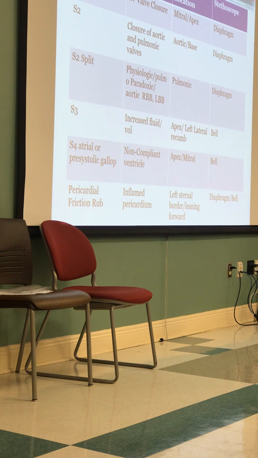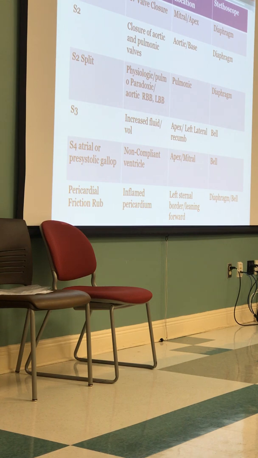For low-pitched sounds, we use the bell. So S1, closure of the AV valves, is best heard at the mitral location. If you want to hear S1 the best, listen at the apex. That's a test question. I'm going to ask you where I need to listen to it.